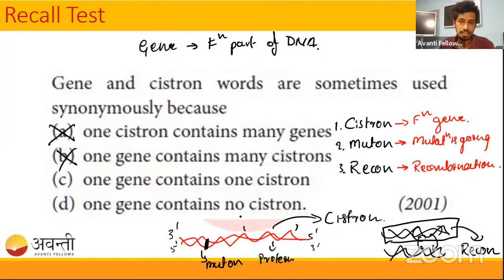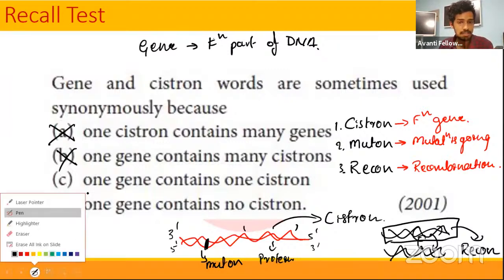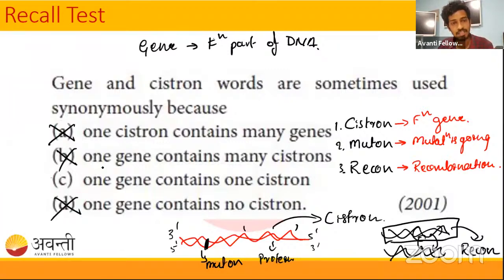Gene means functional. Cistron means functional. Right, this is also not the correct answer. Then what is the correct answer? The correct answer is one gene contains one cistron. The gene refers to the cistron, or the cistron refers to the gene. That's why we normally use them as synonyms. So gene means it contains a functional part. That's why option C is correct, because we use the terms synonymously. Okay, so we'll move on then.